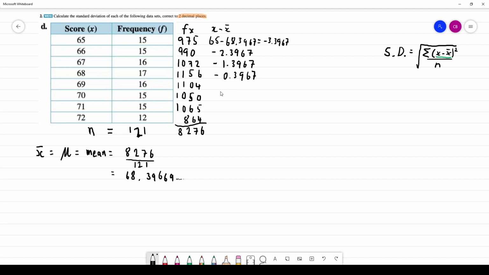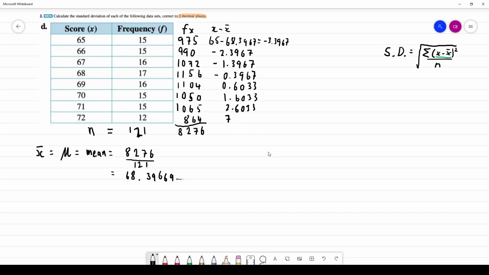69 minus 68.3967 will not give us what you think. It'll be 0.6033 because we just hit that point around 0. So just be careful, make sure you're not skipping any steps. And then 70 minus our mean is 1.6033. You might see a pattern happening here, and it'll just continue.